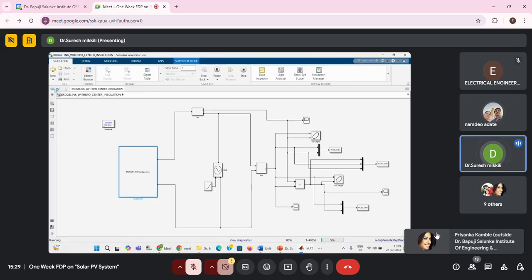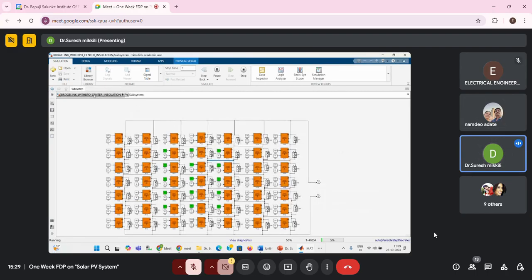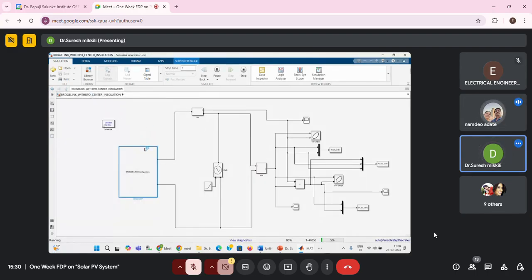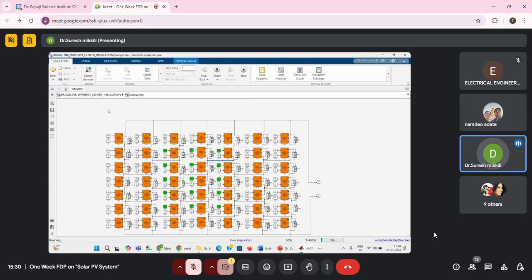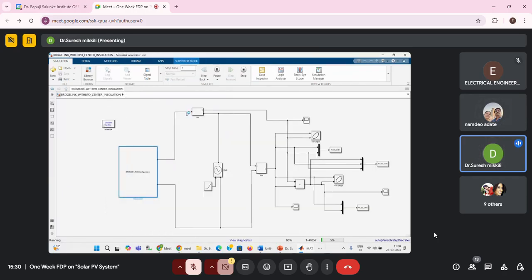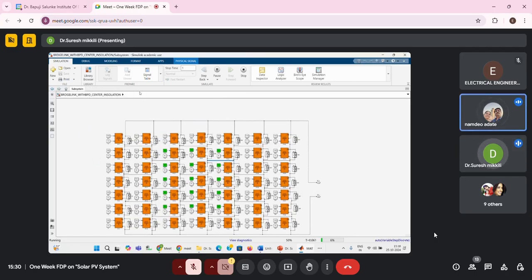Okay, now for this one, I created the all-together system. From there I have taken IPV, then VPV, then the output is taken. I will show you one more thing, stopping this.